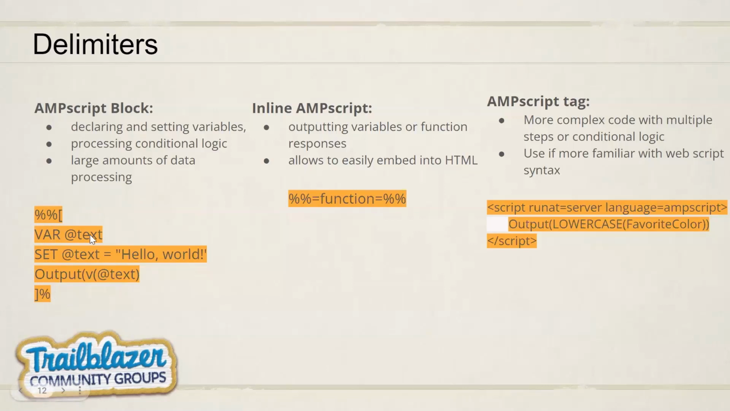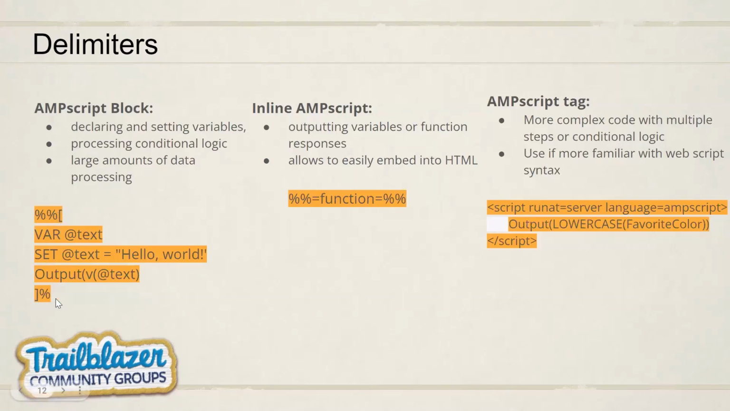In the AMPscript block, we do multiple steps. In the first one, we are declaring the variable and then setting the variable and also displaying, outputting some content. We use these blocks when we want to include some logic and some data processing, and we want to set the variables and do more functionality within. So we can include multiple lines here, starting with the square bracket and ending with the square bracket %%.